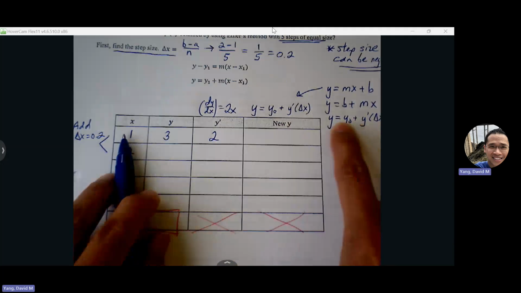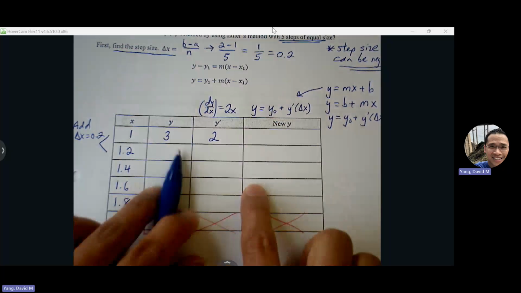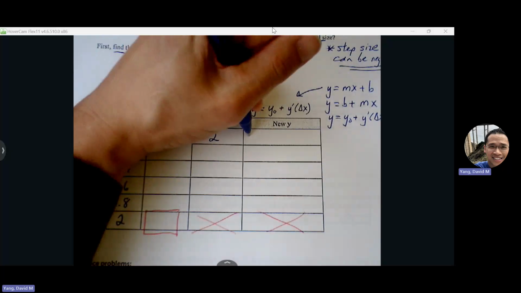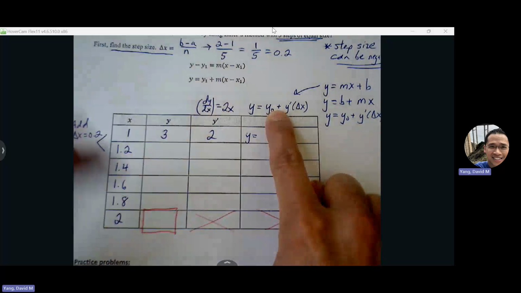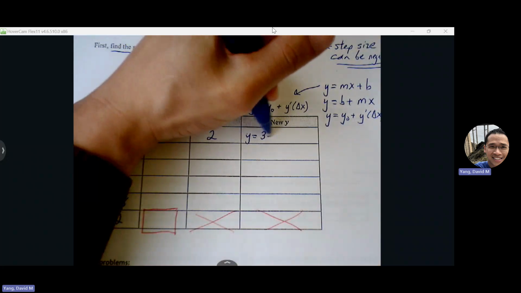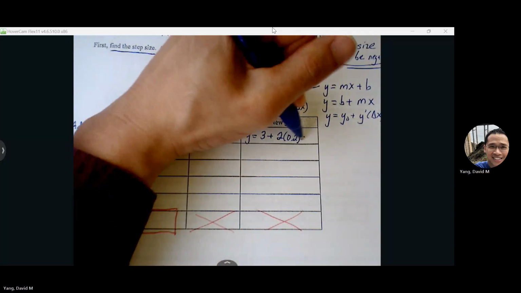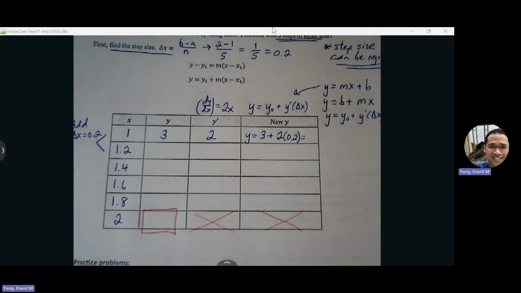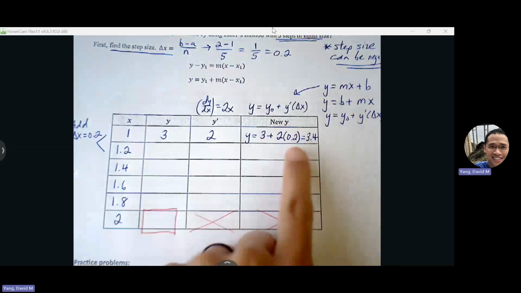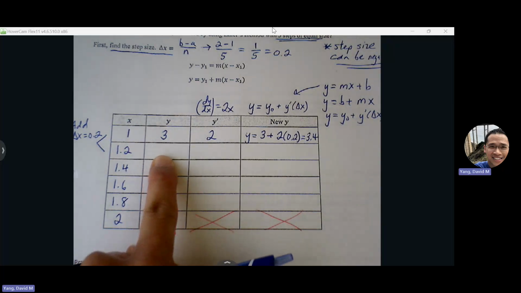So now we're just putting it into this formula here. The new y value that we're trying to find, we're going to find that here. So we're going to say y is equal to y sub 0, the current y value that you're sitting on. So it's going to be 3 plus the slope, which is 2, and then your delta x is 0.2. And you'll get to use your calculator. Your calculator will get you 3.4. So now this is the new y value that you're going to transfer over to the second row.